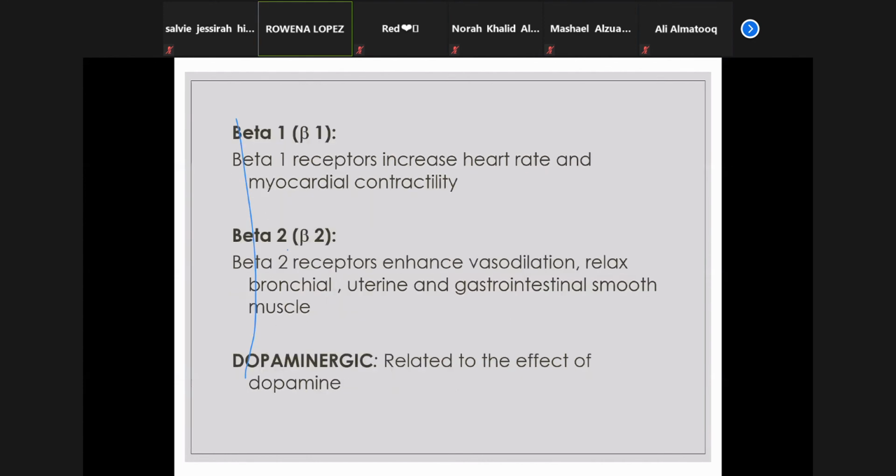Sometimes you can hear alpha-1, alpha-2, beta-1, beta-2. Beta-1 receptors increase heart rate and myocardial contractility. Beta-2 receptors enhance vasodilation and relax bronchial, uterine, and gastrointestinal smooth muscle, so it decreases blood pressure. Dopaminergic is related to the effect of dopamine.